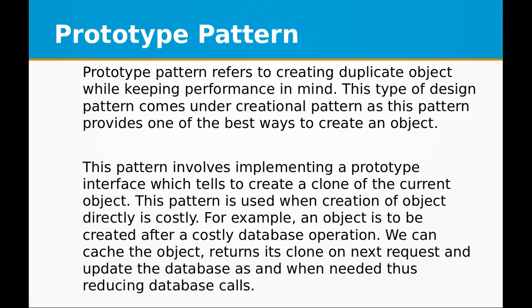This pattern is used when creation of an object directly is costly. For example, an object is to be created after a costly database operation. We can cache the object, return its clone on the next request, and update the database as and when needed, thus reducing database calls.